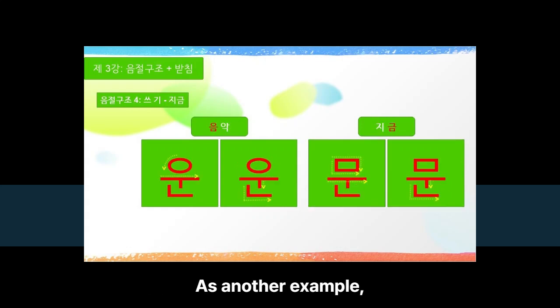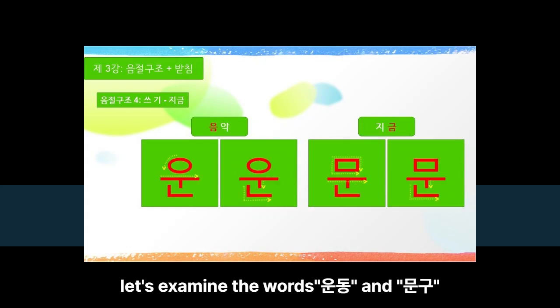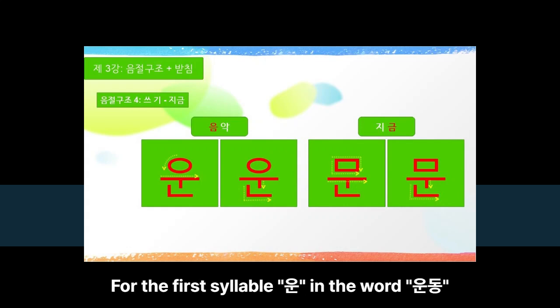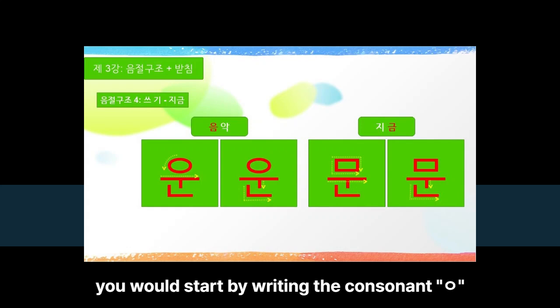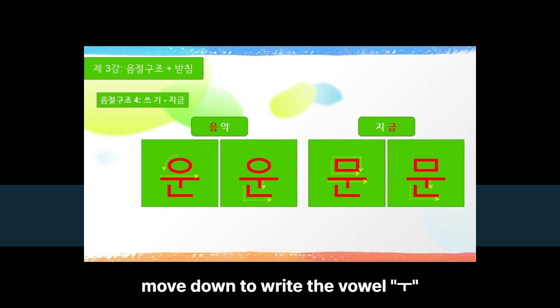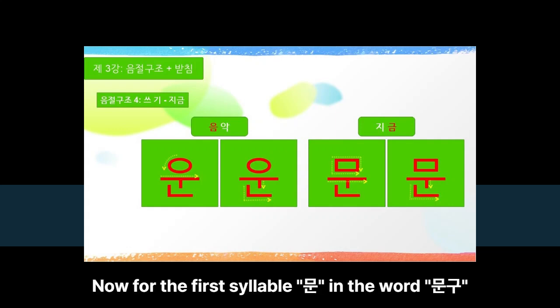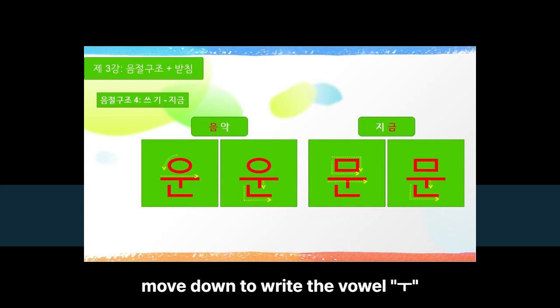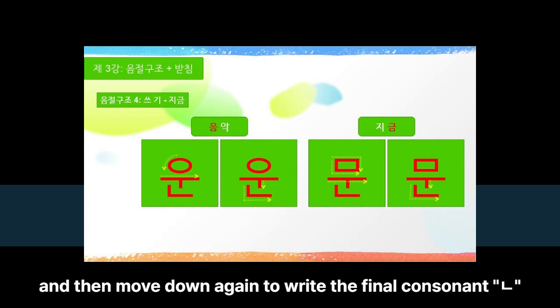As another example, let's examine the words, woondong, and mungu, which include horizontal vowels. For the first syllable, woon, in the word, woondong, you would start by writing the consonant, ing, move down to write the vowel, woo, and then move down again to write the final consonant, neun. Now, for the first syllable, moon, in the word, mungu, start by writing the consonant, mium, above, move down to write the vowel, woo, and then move down again to write the final consonant, neun.